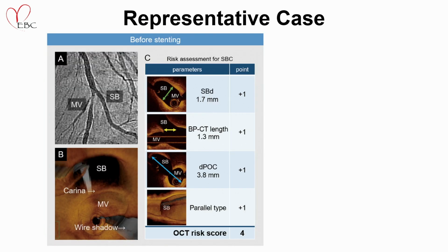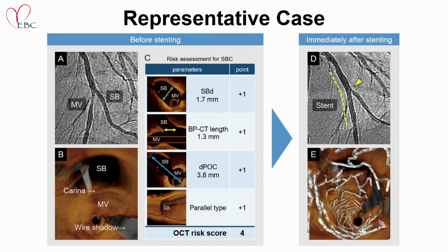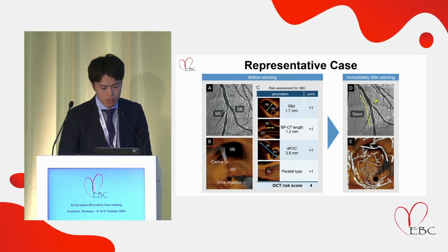This figure presents a representative case. Before the procedure, the region had short geometric parameters and parallel type bifurcation, resulting in a risk score of 4. Immediately after stenting, side branch compromise occurred as predicted by the risk score.